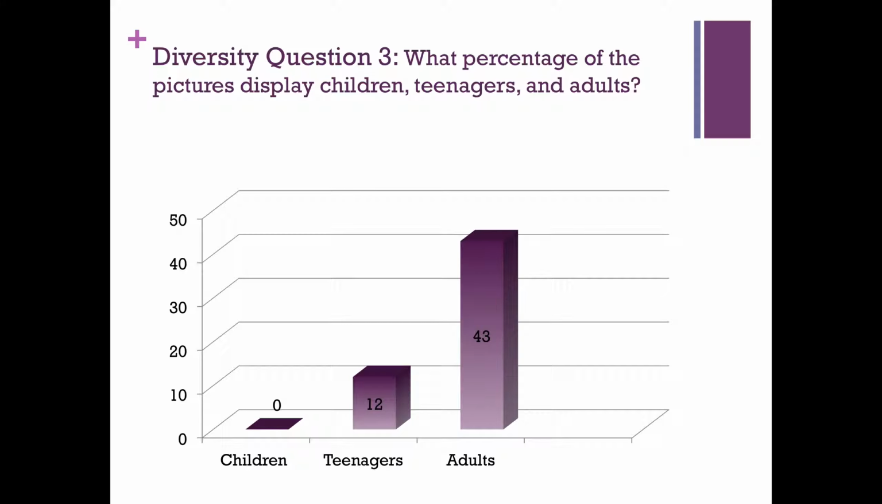I do think since this textbook is made for teenagers to read and learn from, that they could have included more pictures of teenagers. For example, the pictures where people are just shopping and stuff, I think could be teenagers shopping. But, of course, the majority was adults.